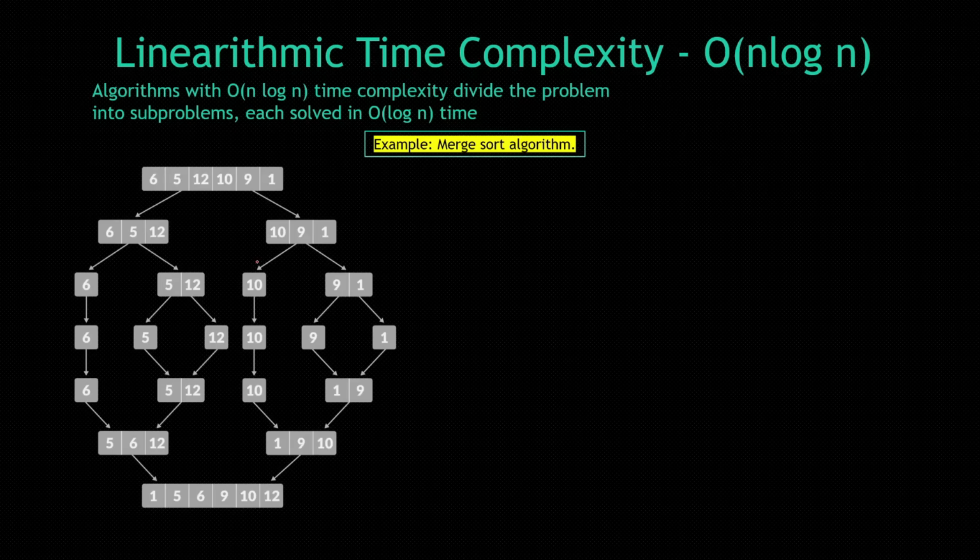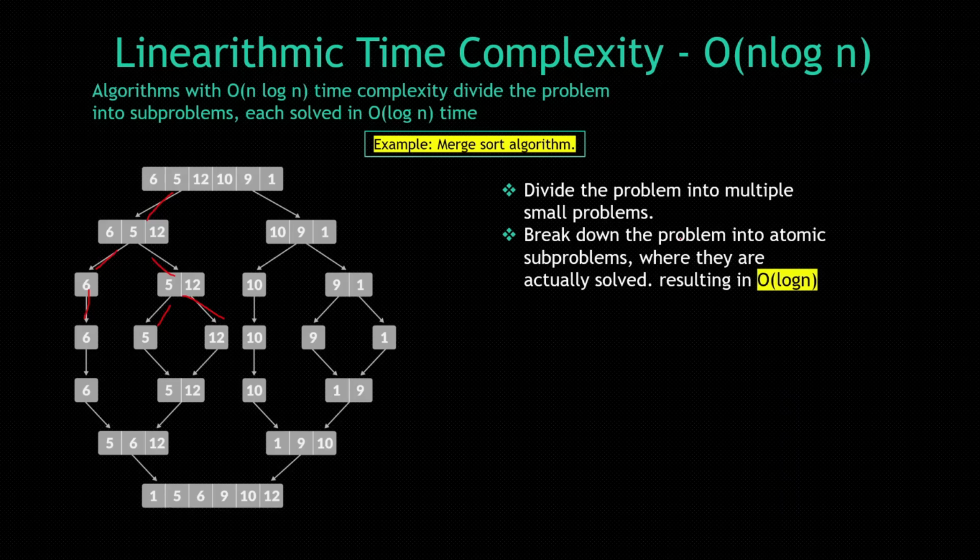Here is an example of the merge sort algorithm. The process is to divide the problem into multiple small problems. Then break down the problems into atomic sub-problems where they are actually solved, resulting in O of log n. So here we break down the problems and solve them.